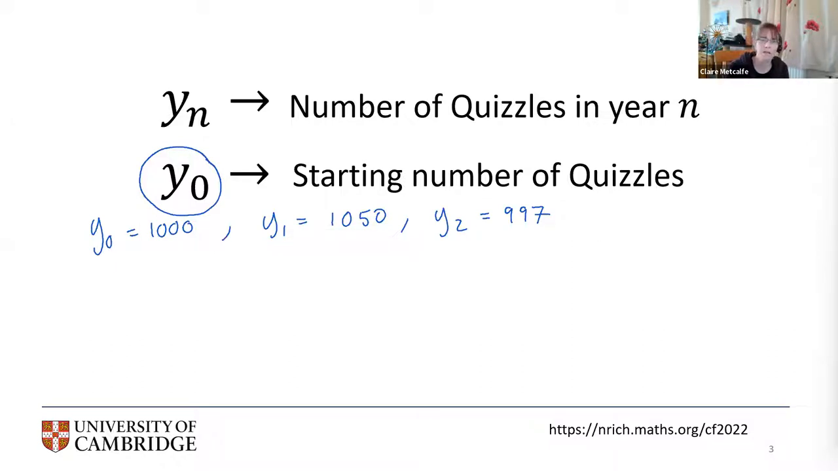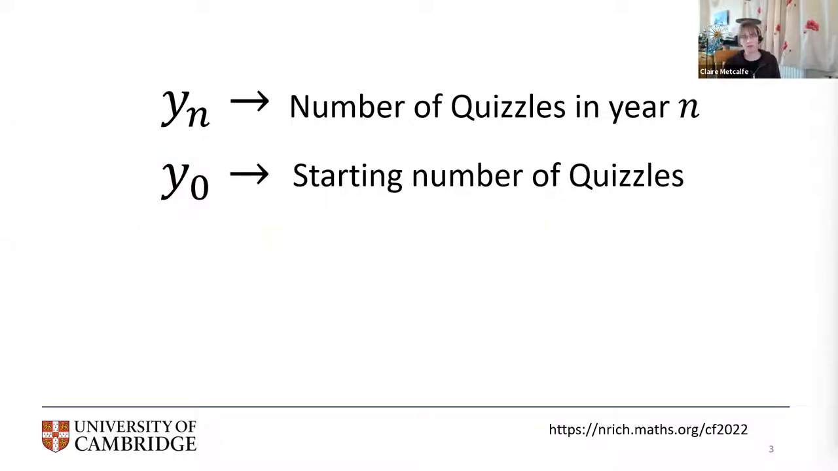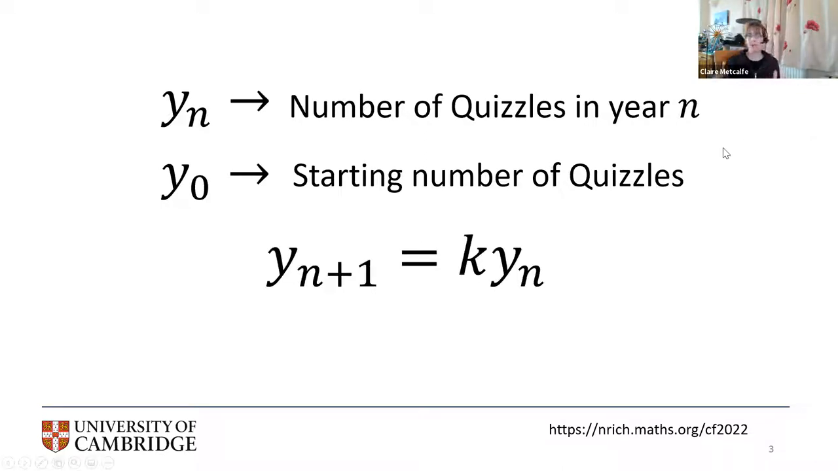So it's just telling us how many Quizzles we have after a certain amount of time. And I'm going to introduce a very, very simple model for what's going to happen with the number of Quizzles. And I'm going to assume that if we have more Quizzles, we'll have even more baby Quizzles. And so the number of Quizzles next year is going to be proportional to the number of Quizzles I have now. So if I have more Quizzles, I get more baby Quizzles. If I have fewer Quizzles, I have fewer baby Quizzles. So my formula is going to be this.